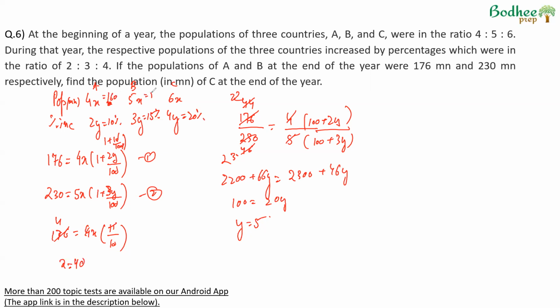So the initial populations here are 40 into 4, 160, 200, 40 and 240. These are the initial populations. Find the population of C at the end of the year. The new population of C will be initial population 240 into (1 + 20 upon 100). So this becomes 1 by 5, 240 into 6 by 5. 5 4s are 20, 6 4s are 24, 6 8s are 48. 288 million is the answer.